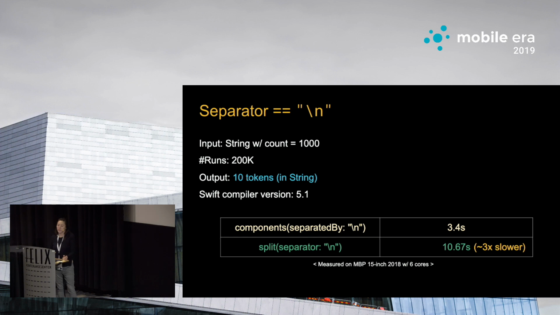What if we used a different separator this time? For example, a new line separator. This time, the components function is a lot faster, while the split function still took about the same amount of time as before. Note that this time the output is 10 tokens. So why are there these discrepancies? Let's find out by first profiling the components function with the two separators.